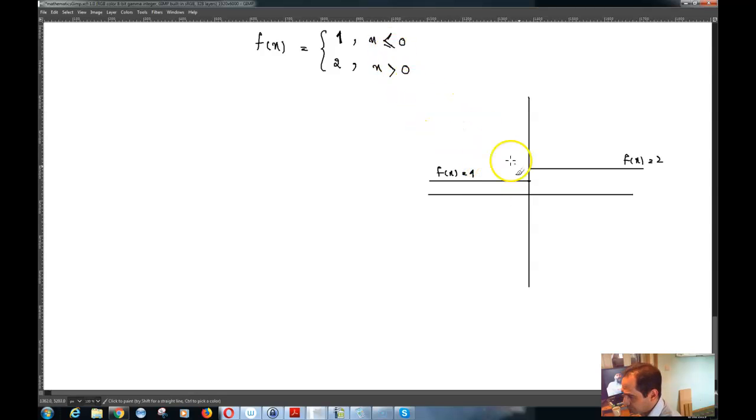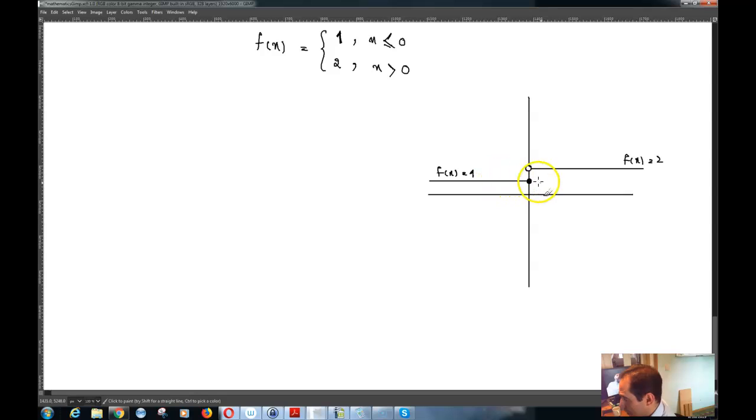Now, of course you need to make some changes here, because this output 1, f of x is equal to 1, is related to when x is less than or equal to 0. So for less than or equal to 0, you will have a filled circle over here, and over here you will have a hollow circle, indicating that over here x is only greater than 0, and over here x is less than or equal to 0.